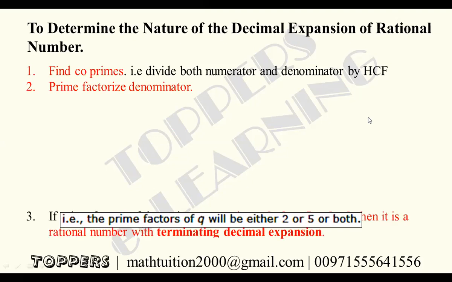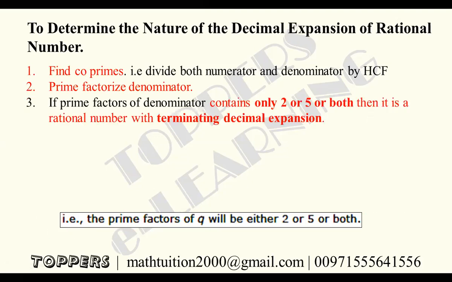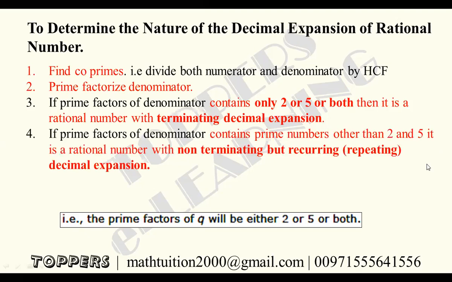Then check the denominator. If the prime factors of the denominator contain only 2, or only 5, or both 2 and 5 only, then it is a rational number with terminating decimal expansion. If the prime factors of the denominator contain prime numbers other than 2 and 5, like 3, 7, 11, etc., it is a rational number with non-terminating but recurring, non-ending but repeating decimal expansion.